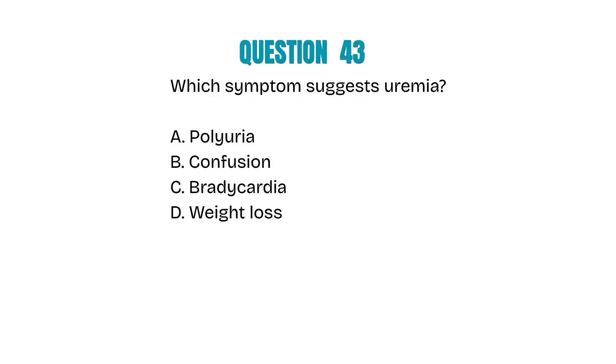Question 43. Which symptom suggests uremia? A. Polyuria. B. Confusion. C. Bradycardia. D. Weight loss.